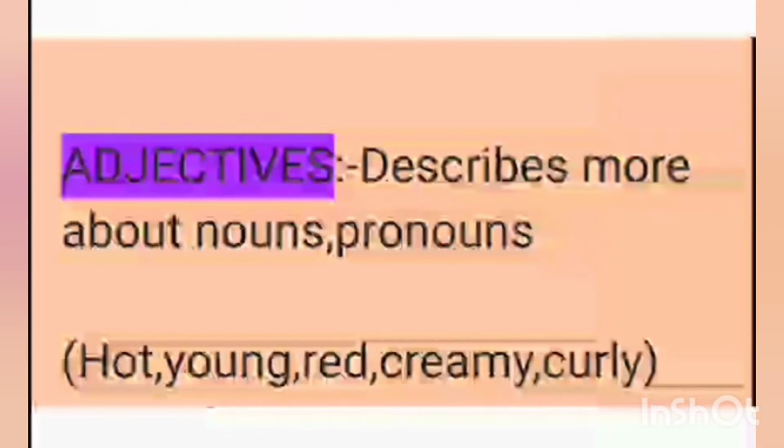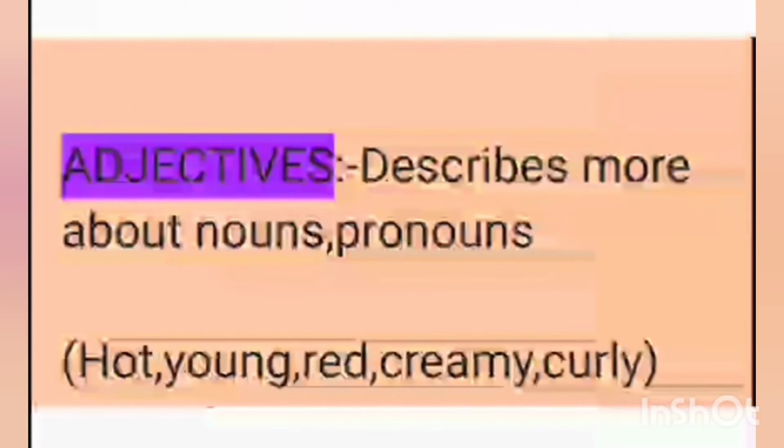How it will be hot. Hot is an adjective that goes well with the noun coffee, tea, etc. Young. Young is an adjective that gives details regarding a girl or boy, young girl, etc. Now the third one, red. Red is a color. So red can be used as an adjective to mention some flower, some dress, something like that. Now creamy, it is also an adjective and that goes well with a creamy cake, right?